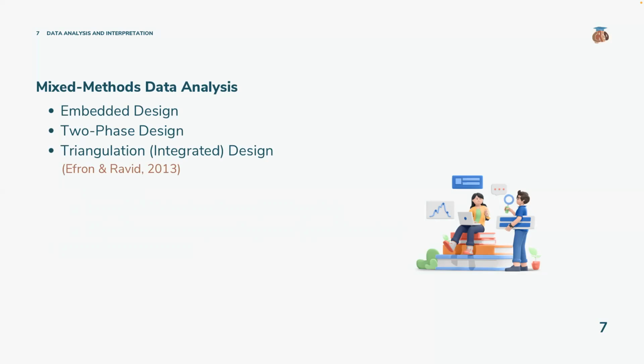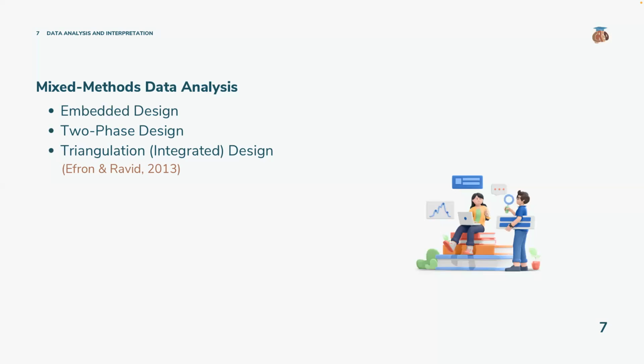The embedded design is used when one type of data, qualitative or quantitative, is part of a larger action research that mainly focuses on the other type of data. Both types of data are analyzed separately with more emphasis on the primary data. The secondary data analysis is used to support the primary data analysis.